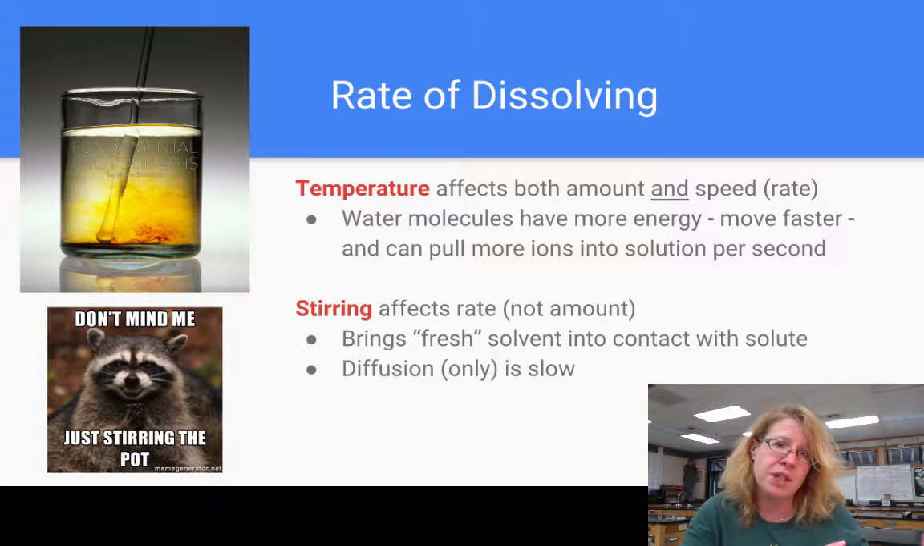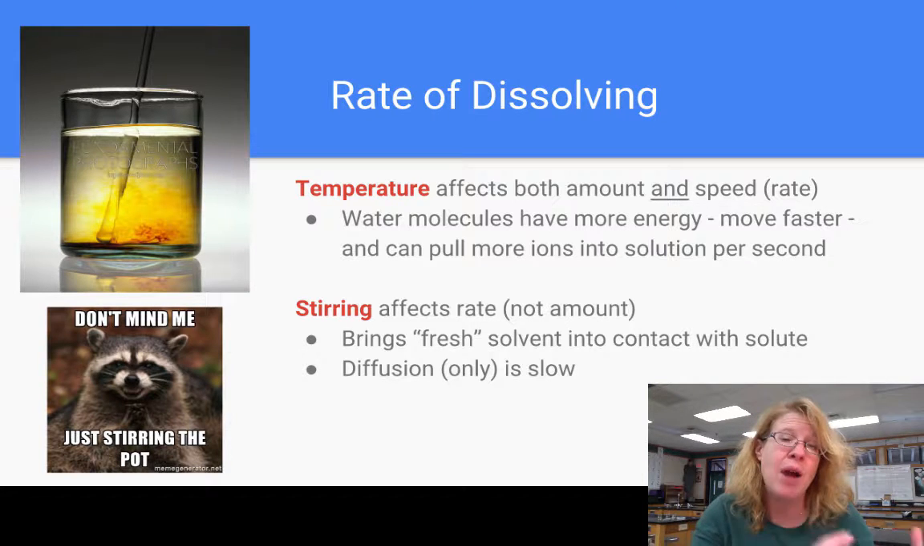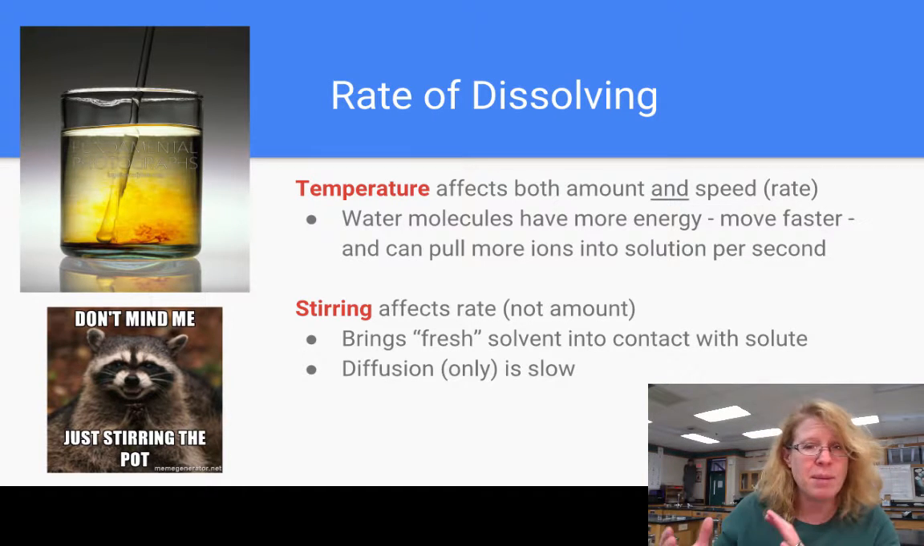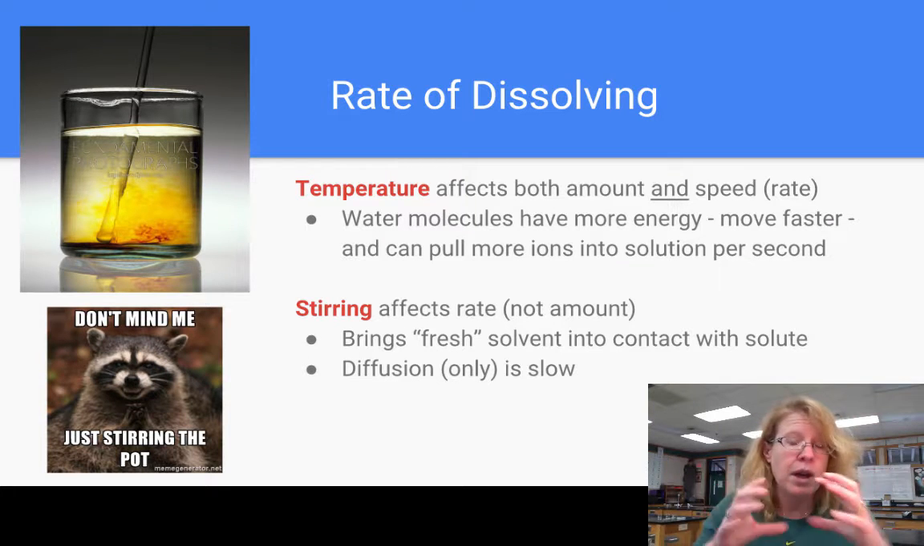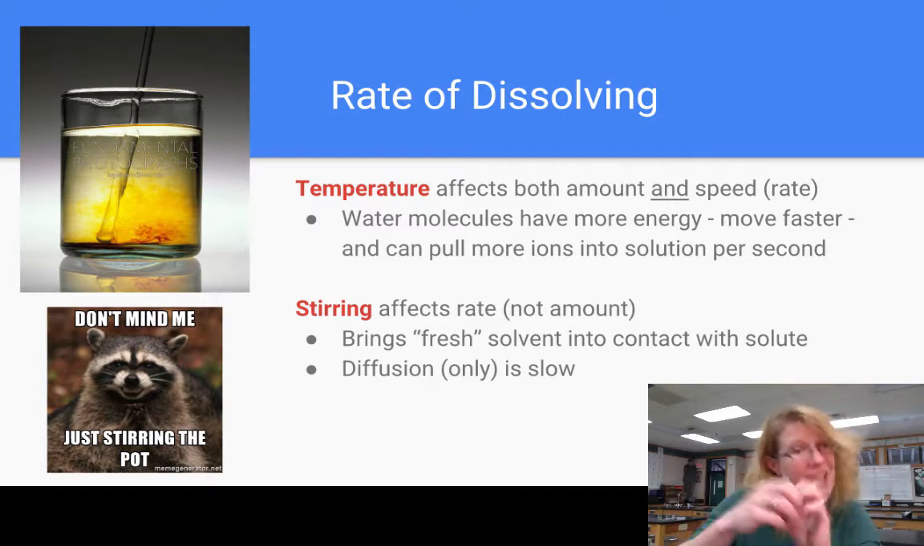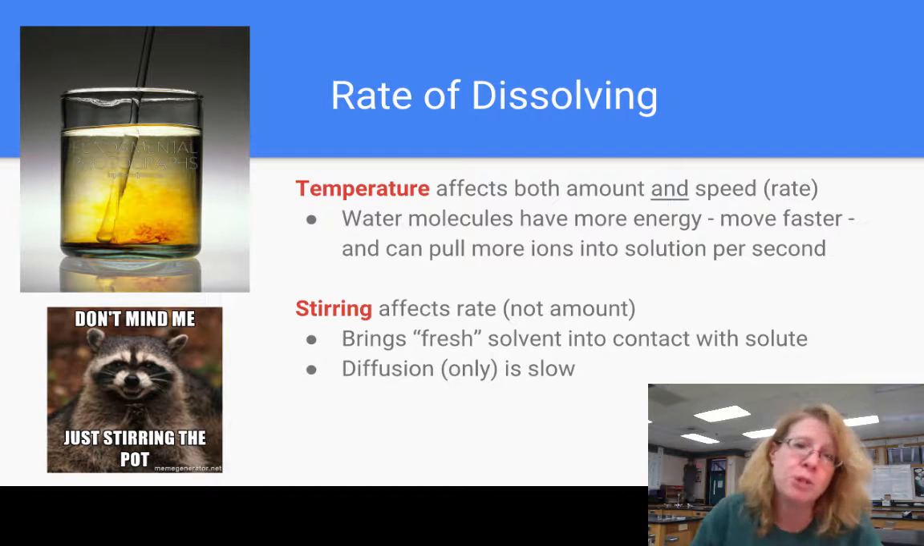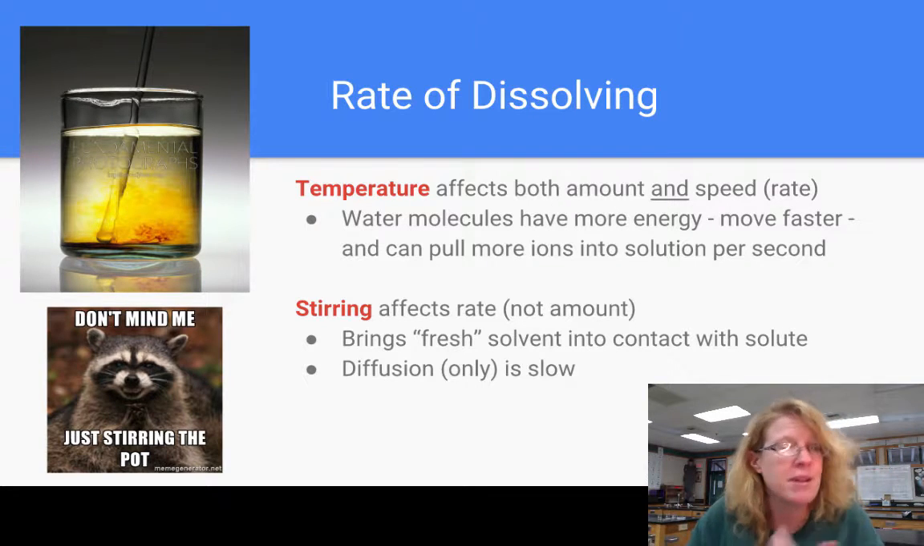The first half of this lecture, we're talking about concentration, that idea of how much can dissolve. And in these last couple slides, we're going to talk about how fast it can dissolve. So this is rate of dissolution. And temperature affects both. It affects the amount that can dissolve as well as the rate. Now, why does it get faster? It gets faster because hotter water means the water molecules are bouncing around really quickly, so those water molecules can come into contact and pull those ions out much more quickly. And so that's why it happens faster.